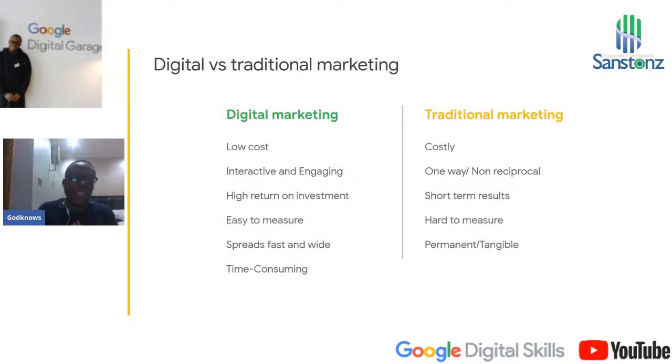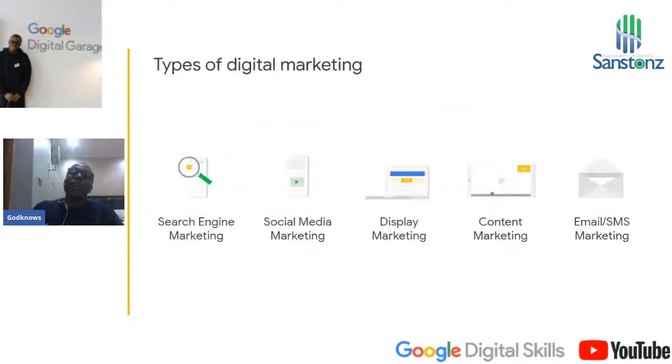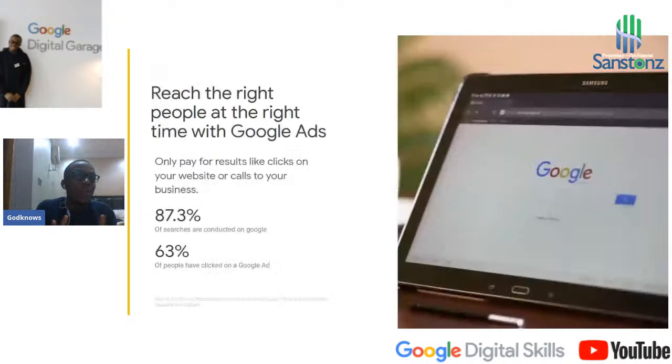Types of digital marketing: search engine marketing, social media marketing, display marketing, content marketing, email, and even SMS marketing. Okay, so these are the different types of marketing we have. Now, reach the right people at the right time with Google Ads. Remember, you can have Google Analytics embedded in your Google Ads that tells you exactly what is going on with your ads, like how many people are seeing them.